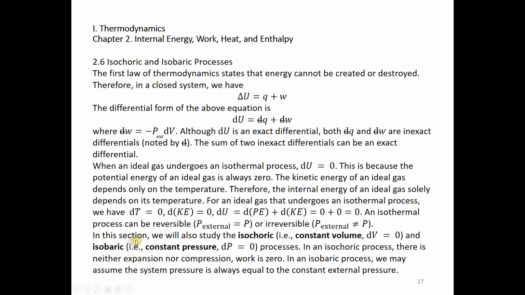Now in this section 2.6, we will only study the isochoric and isobaric processes. Isochoric means constant volume, isobaric means constant pressure. In an isochoric process, there is no expansion or compression. Therefore, the expansion work is just 0. In an isobaric process, because the system pressure is a constant, we're going to assume the system pressure is always equal to the constant external pressure.